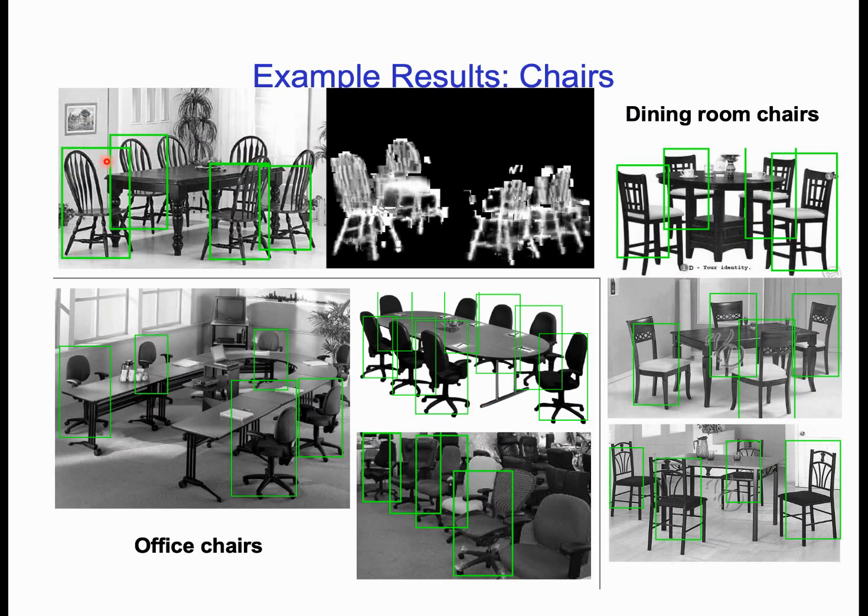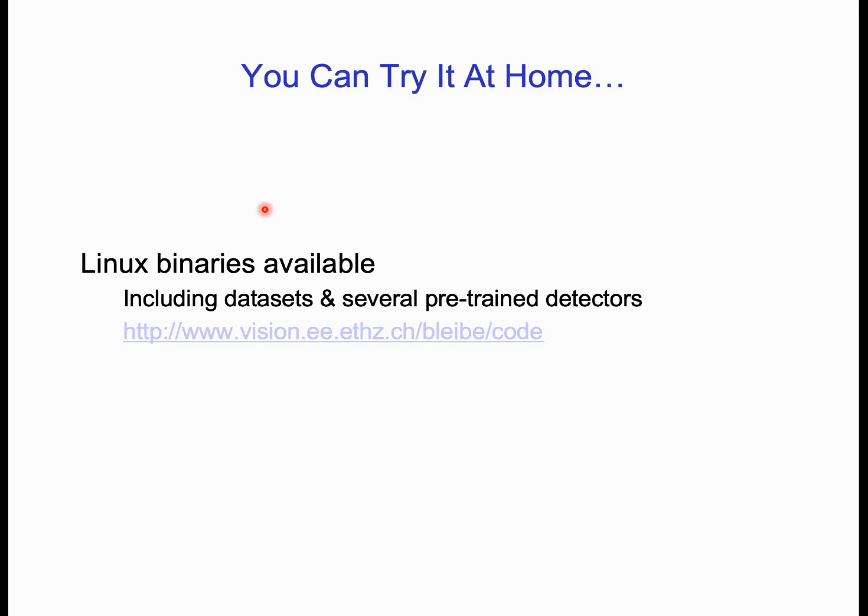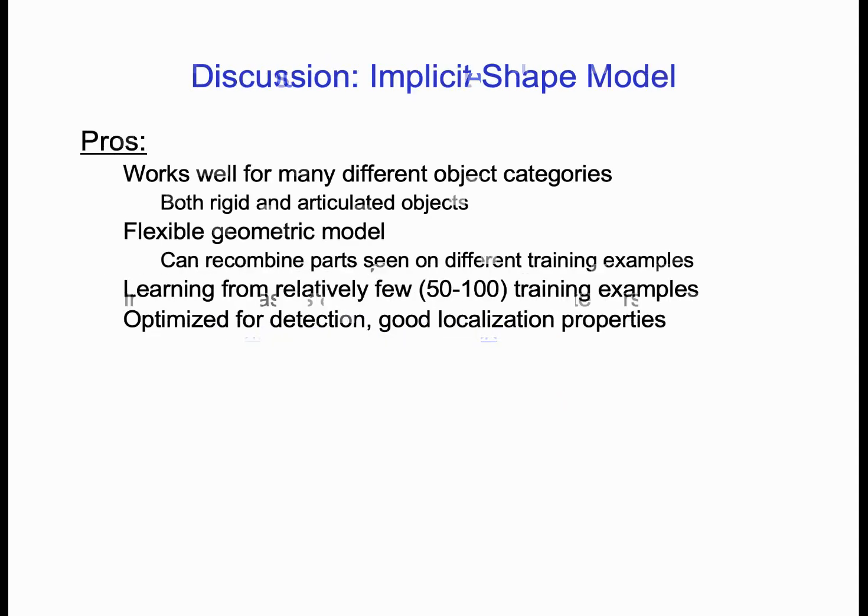I can see that given images like this, the generalized Hough transform in the implicit shape model is able to really identify the objects quite well, despite the variations in the chairs, partly because similar parts are shared across all chairs. And the chairs themselves have very well-defined structures. Now, the Unix libraries or the code for this is also available, and you can try it at home quite nicely. And some final remarks about the implicit shape models as well.